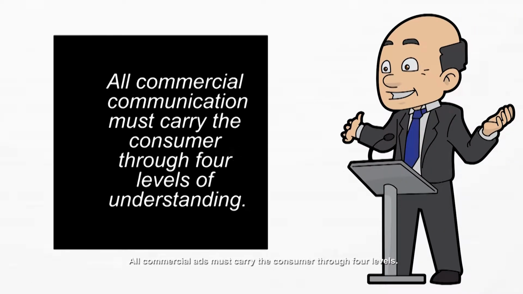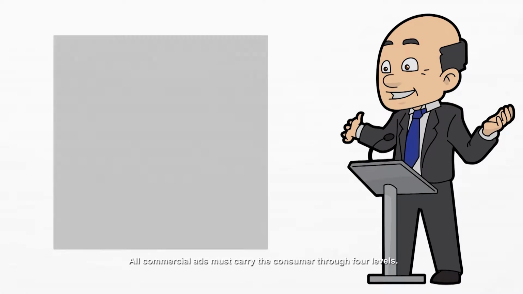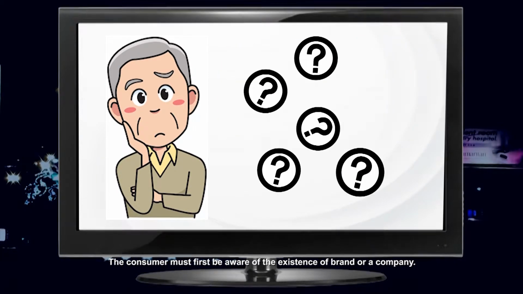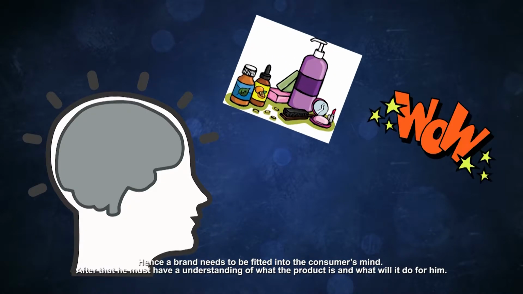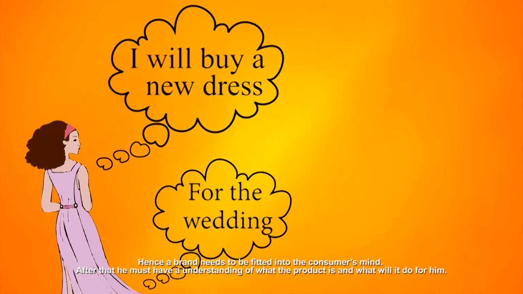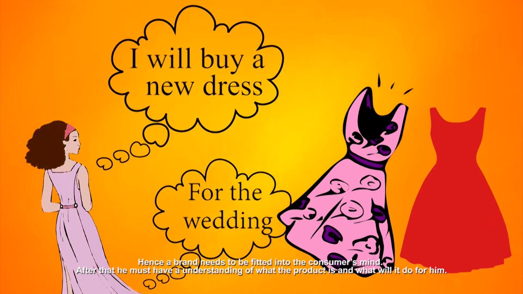Further, we move on to the Dagmar model. Russell Colley in 1961, in his book Defining Advertising Goals for Measured Advertising Results, created a virtual storm in the field of advertising in the 1960s. All commercial communication must carry the consumer through 4 levels of understanding. The consumer must first be aware of the existence of a brand or a company. Hence, a brand needs to be fitted into the consumer's mind. After that, he must have a comprehension of what the product is and what it will do for him.